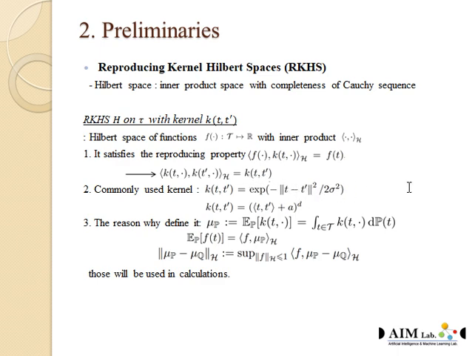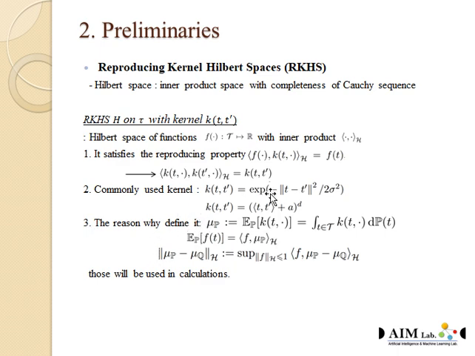Next one is, so this is the reproducing property. It will be used to get some expectation calculation. So I will mention this formula later. And commonly used kernels are the following: k(t, t prime) is the Gaussian kernel, and the polynomial kernel, these are three, maybe, I think.